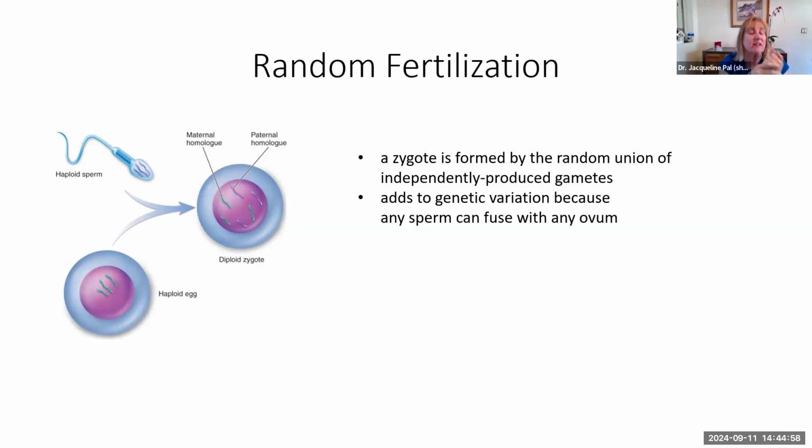Remember, it's the third thing that's adding to genetic variation. We had one thing that added in prophase one. We had something else that added in metaphase one. And now here is our third thing that happens. And the reason why this is considered adding genetic variation is because any sperm can fuse with any ovum. Okay, there's no rules to it.